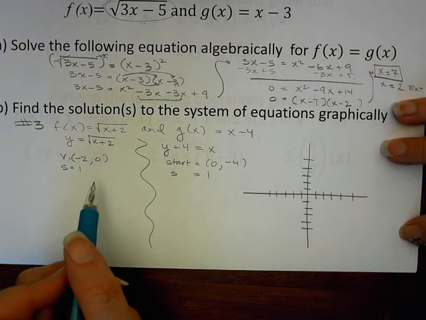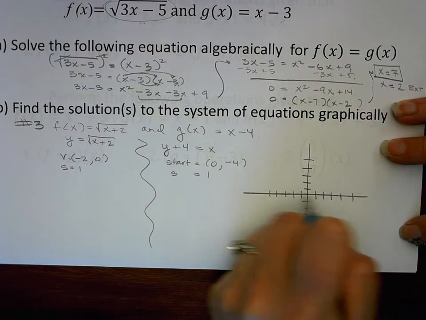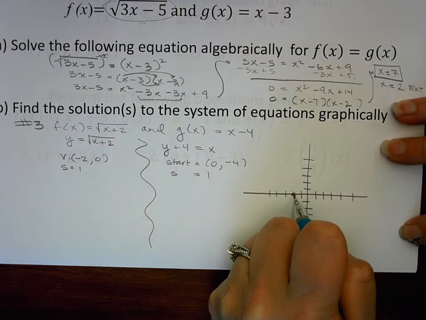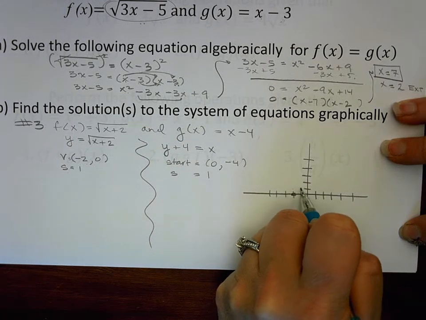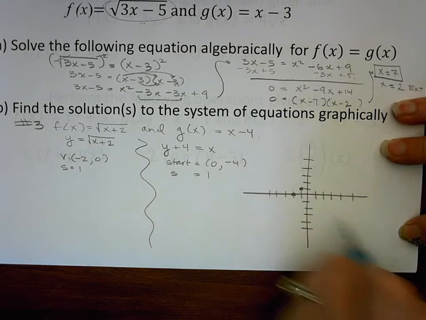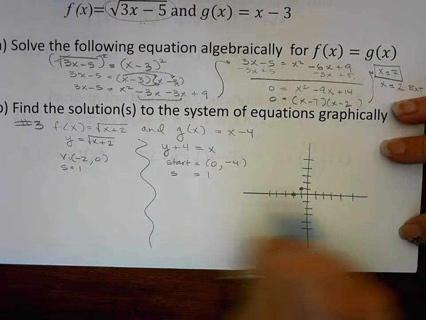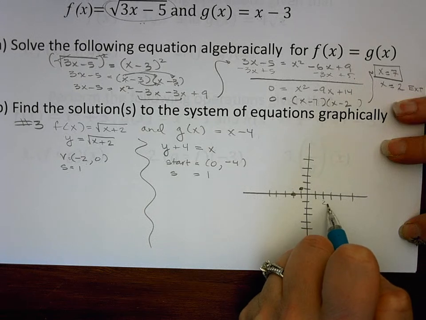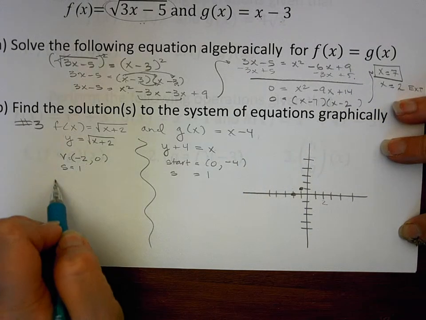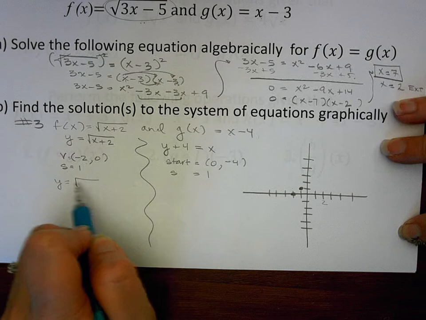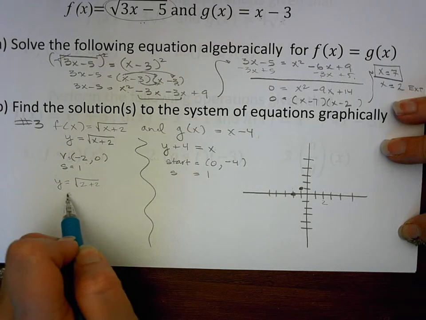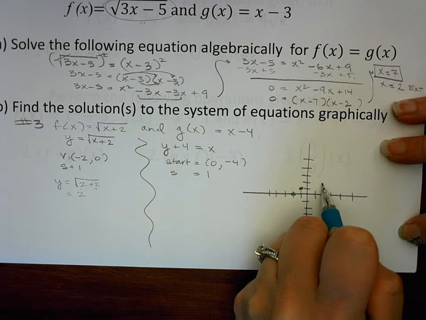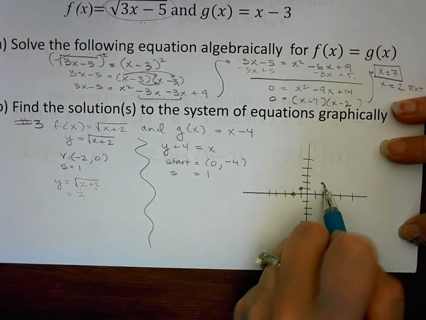So my vertex is -2, 0. My stretch is 1, so I'm going to go up 1 over 1. To find my third point, I'm going to go 4 over, so 1, 2, 3, 4, so I'm at 2. So here y would equal, using 2 for x, the square root of 4, which is 2. So over to the 2 and up to 2.